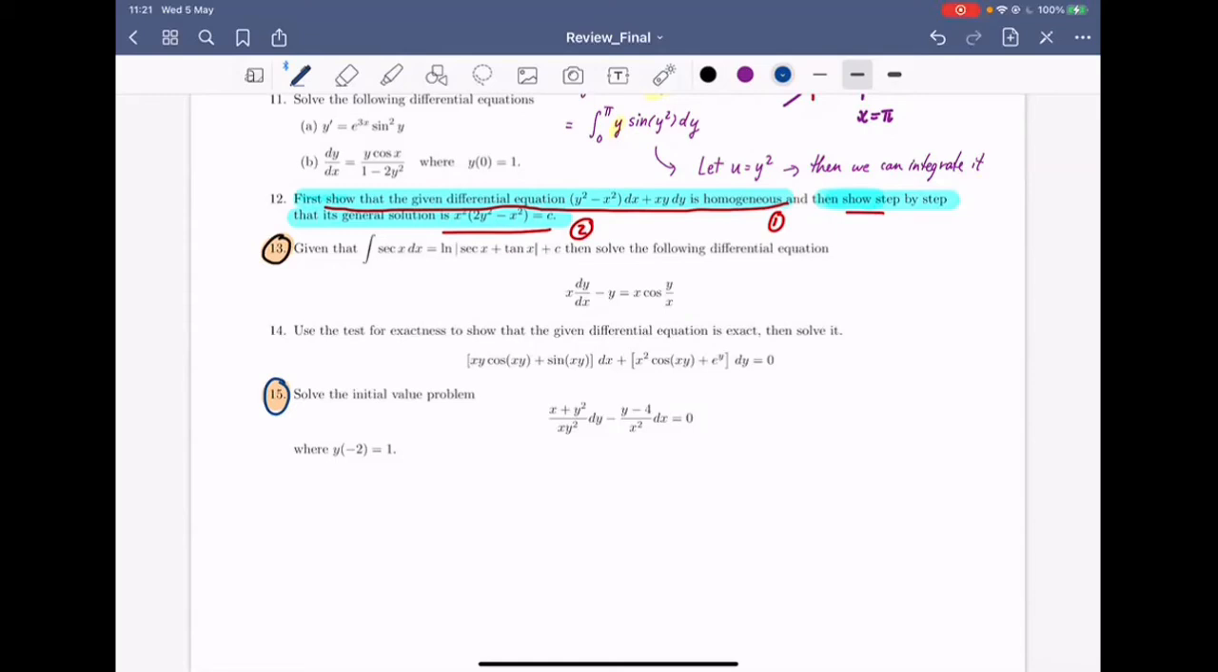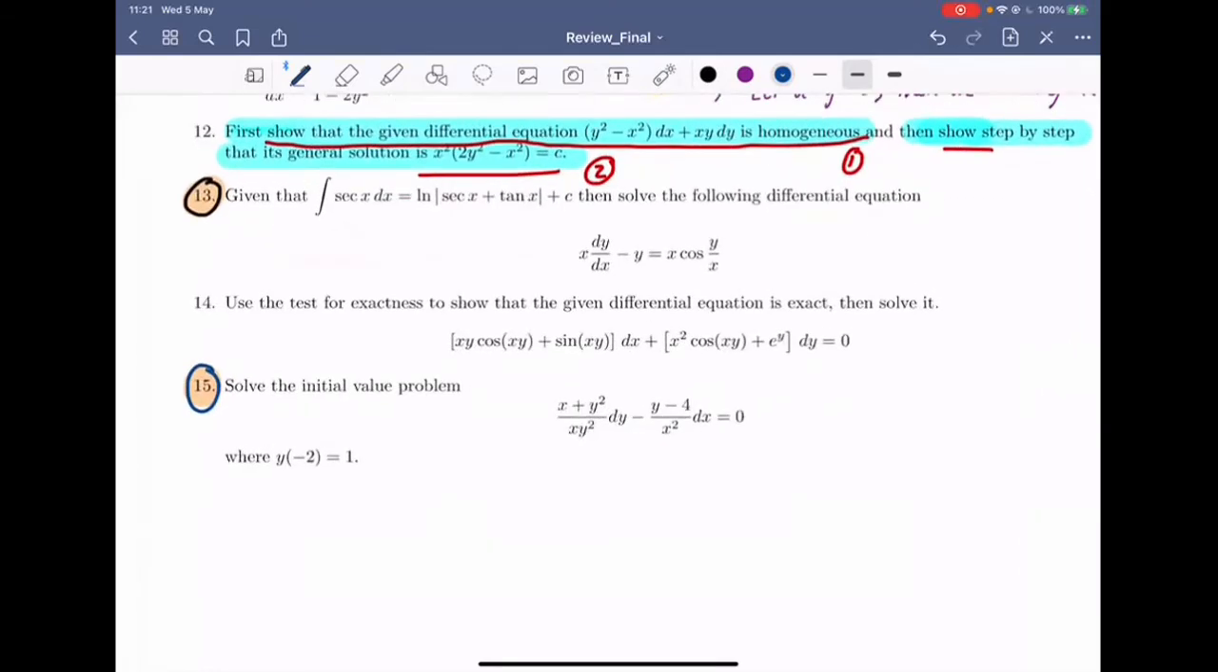Okay, number 15, solve the initial value problem. So we're going to solve this equation. The question didn't state that this is an exact differential equation, but you should be able to verify it by yourself. You can see there is no way this is a separable equation because you have x plus y squared. It seems impossible to be a separable equation. It looks complicated. Unlike a homogeneous differential equation, this is my M, this is my N.